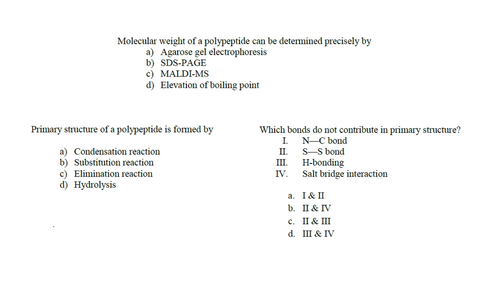And that also precisely. So agarose gel electrophoresis is mostly performed for your DNA and RNA. SDS-PAGE can give you the molecular weight of a polypeptide, but not precisely. If the term precisely is mentioned, then you have to be very precise with your answer as well. But MALDI mass spectrometry can give you the molecular weight precisely. So MALDI-MS would be your correct answer.